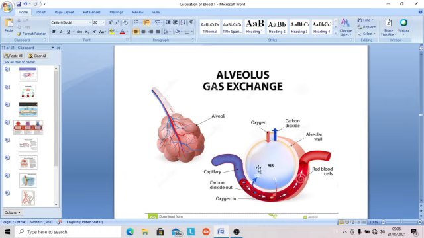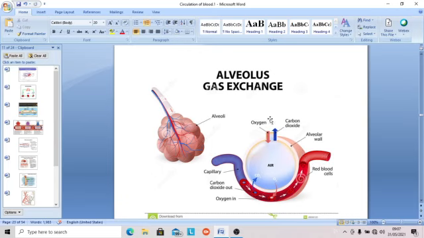So CO2 moves into the alveolus. Oxygen moves in, so it becomes red. Slowly becoming reddish, and here it becomes red. And now this CO2 is 40, oxygen is near 100, and it is fully oxygenated. And this goes to the venules and then the pulmonary veins with oxygenated blood.